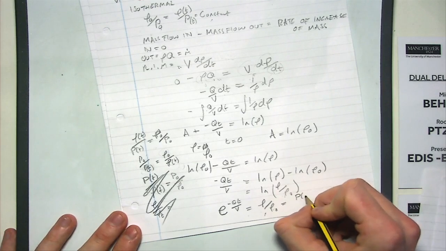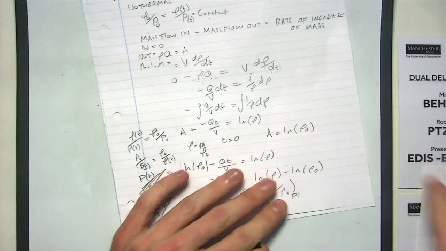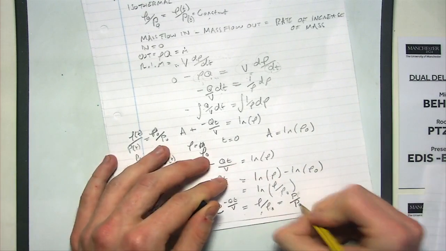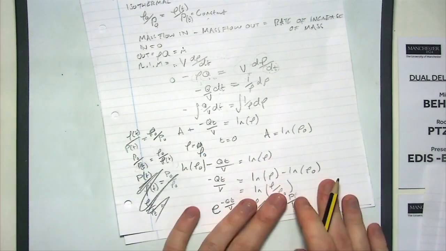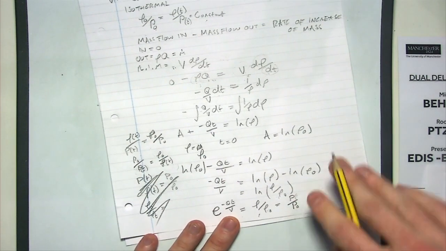So we've got P. There's no T in this particular. P over P0. Yeah. So we have an equation that relates the pressure.